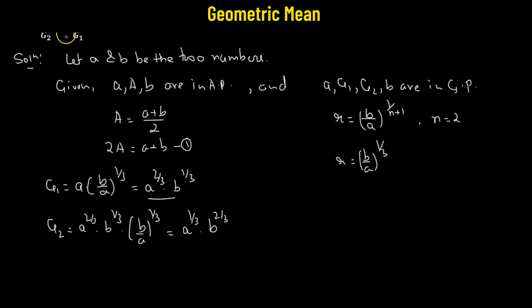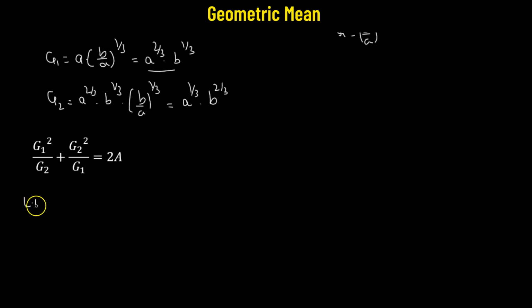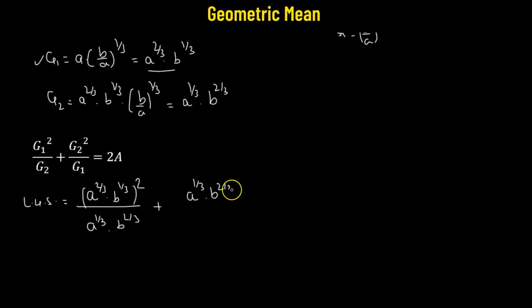Now let's start with the proof. So we'll start from the left hand side of the given expression. So here we have g1 squared. So we will square g1, so that will give us (a raised to the power of 2/3 times b raised to the power of 1/3) whole squared divided by g2, because g2 is a raised to the power of 1/3 multiplied by b raised to the power of 2/3. This will be added to g2 squared. So g2 squared will be (a raised to the power of 1/3 times b raised to the power of 2/3) whole squared divided by g1. So our g1 value is a raised to the power of 2/3 times b raised to the power of 1/3.